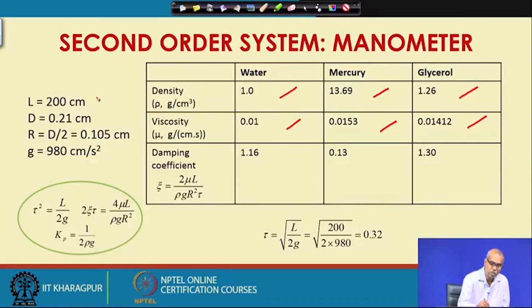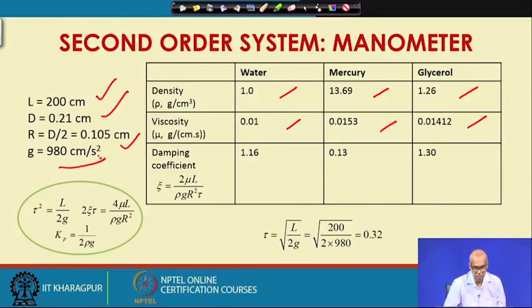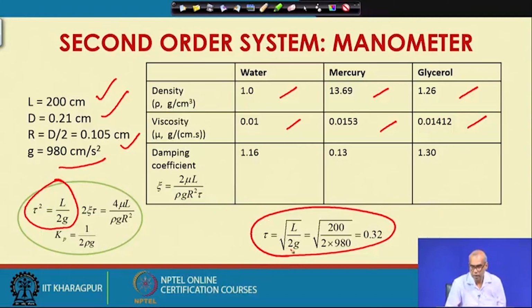Values are given as L is 200 centimeter, diameter is 0.21 centimeter. So, radius is half of that, and g, acceleration due to gravity, is given as this. Now, the time constant tau, we know tau square is L by 2g. So, it can be computed in a straightforward manner from this equation. Tau is square root of L by 2g, L is given as 200 centimeter. So, tau is 0.32.